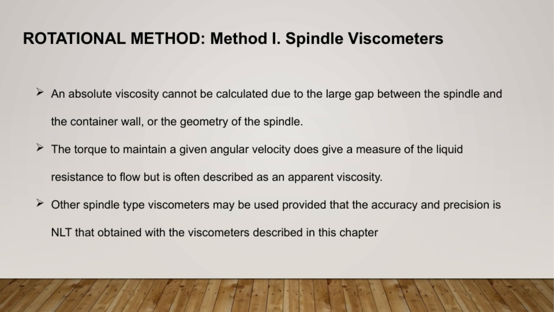This torque gives us an idea of the liquid's resistance to flow, but it's more accurate to call it an apparent viscosity rather than a true, absolute value. It's also worth noting that other types of spindle viscometers can be used, as long as they provide accuracy and precision comparable to the ones described here. Essentially, the goal is to ensure consistent and reliable measurements, regardless of the specific spindle type, so long as they meet the quality standards outlined in this chapter.